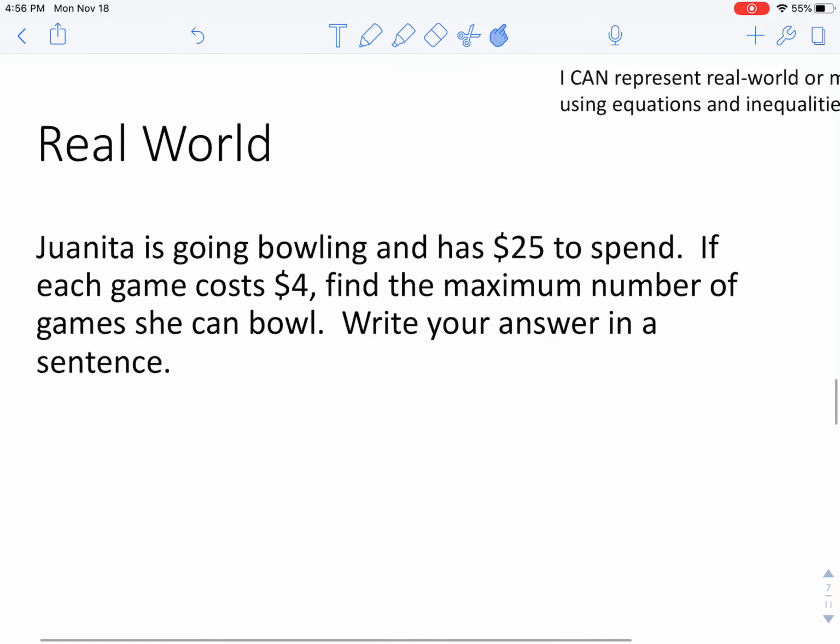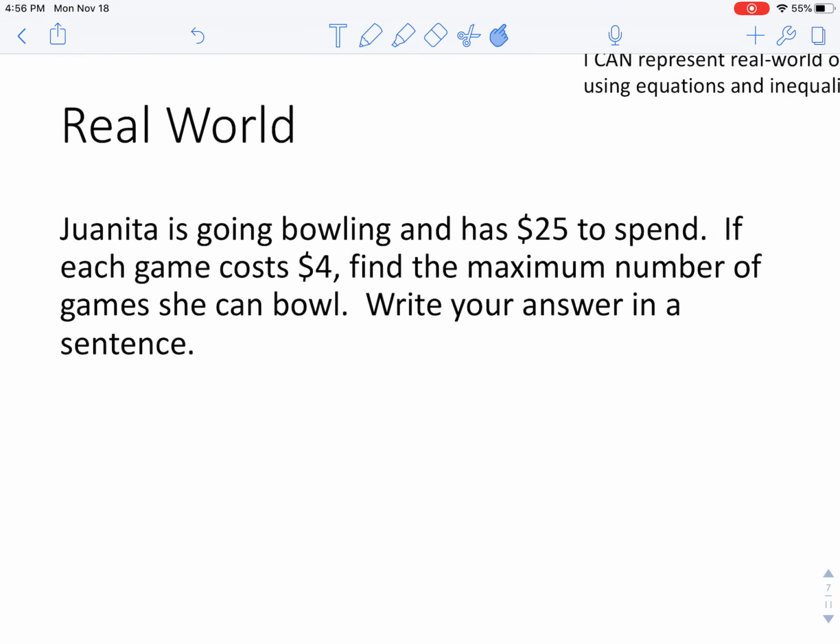All right, let's practice. Juanita is going bowling and has $25 to spend. If each game costs $4, find the maximum number of games she can bowl. Write your answer in a sentence. Okay, so she has $25 to spend. So 25 is going to be less than or equal to whatever the cost of each game is, because she only has $25 to spend. Oh, excuse me. We're going to actually change that. 25 is greater than or equal to, because anything she spends has to be less than or equal to 25.